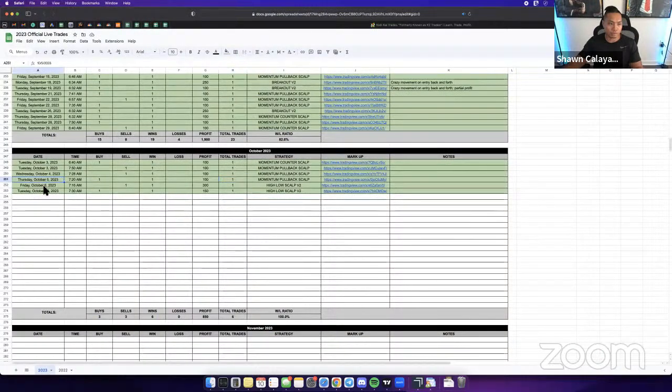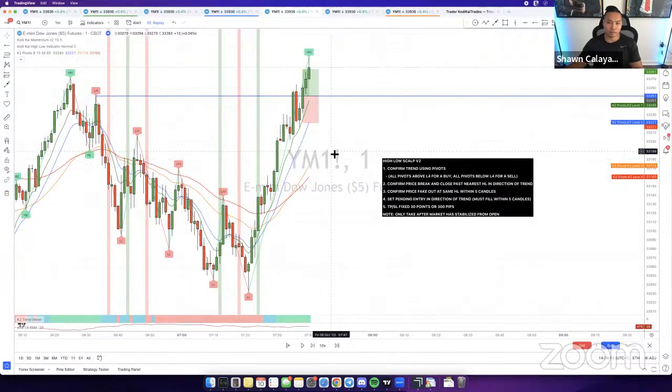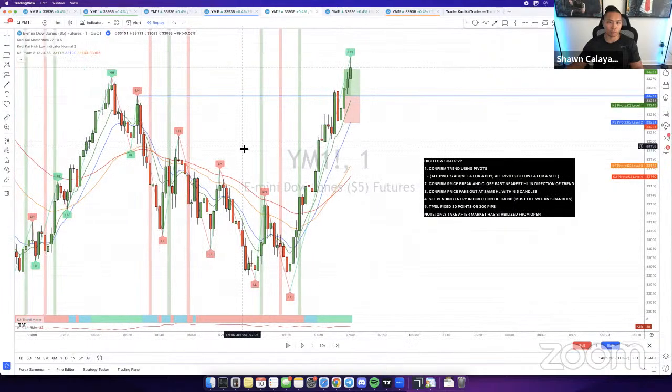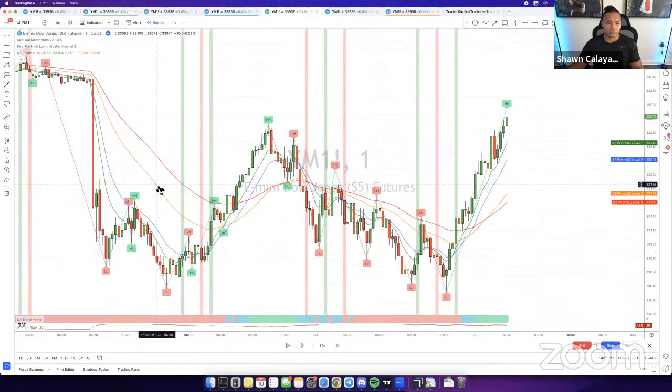Yeah, I don't think there were many entries that came up that week. Looking over here on Thursday, we took a momentum pullback scalp and not a high-low scalp V2. If there are any questions regarding it, guys, let me know now. Otherwise, I'll try to look for one more entry, and if not, then we'll move on to the 5-minute version of the strategy.